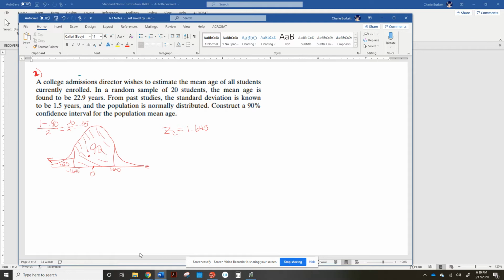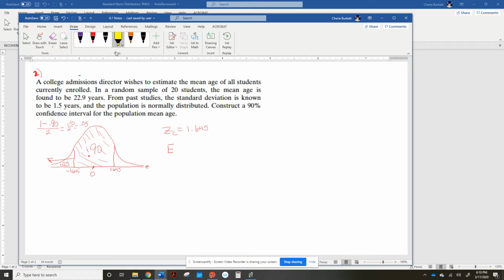Because we use that critical value to find your margin of error. And the margin of error is this business right here. How far is it from here to here? And how far is it from here to here? There's your margin of error right in there. So we're going to calculate that, remember, by taking this 1.645 and multiplying it times the standard deviation over the square root of the sample size.